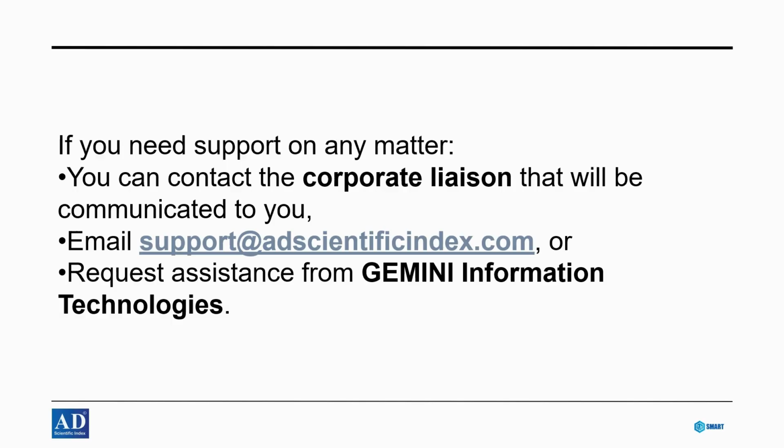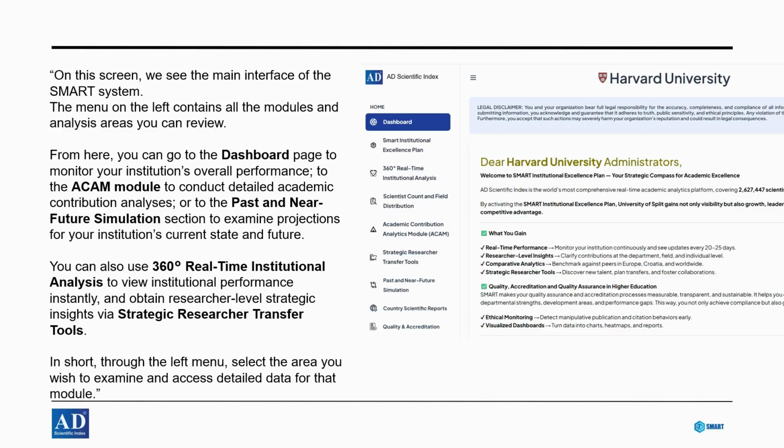If you need any assistance or technical support, you can easily reach out to us. You may contact your assigned corporate liaison, send an email to support@adscientificindex.com, or request help directly from Gemini Information Technologies. Our support team is ready to assist you with any questions or technical issues you may encounter.